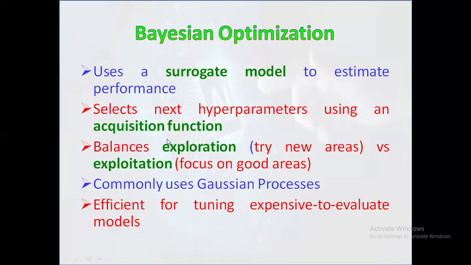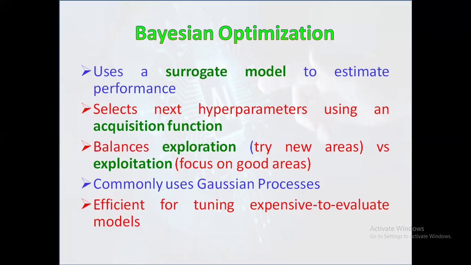Next, it balances exploration versus exploitation. It explores new areas, uncertain but possibly good, and exploits areas known to work well. This adaptive strategy often finds better results faster.